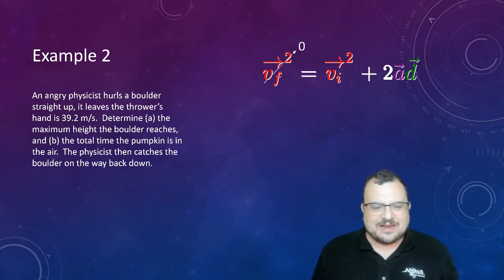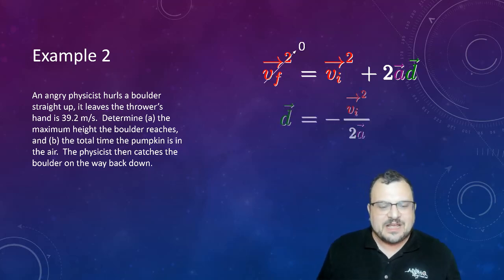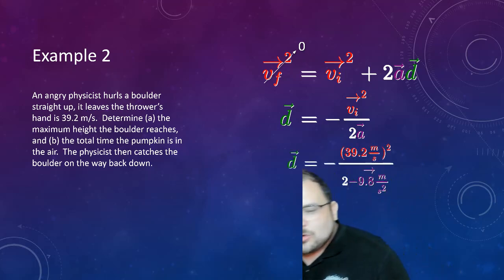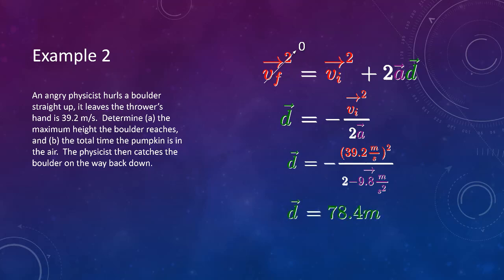So we can get rid of that. Now we just need to solve for displacement. Displacement is going to be equal to negative v initial squared divided by 2 times the acceleration. And we can look at this and go, all right, so our initial velocity, that was a positive 39.2 meters per second. We square that, we divide by 2 times the acceleration, which of course is negative because the acceleration due to gravity is going down, and we get our height as being 78.4 meters up in the air.